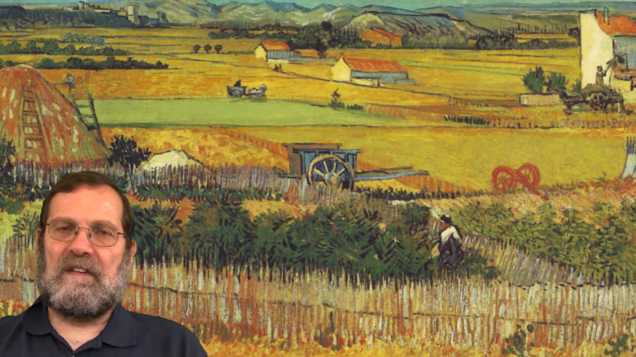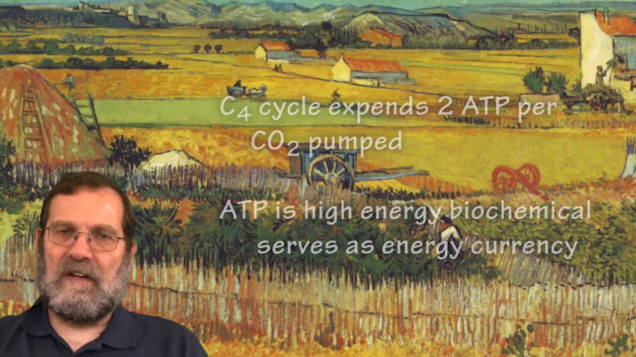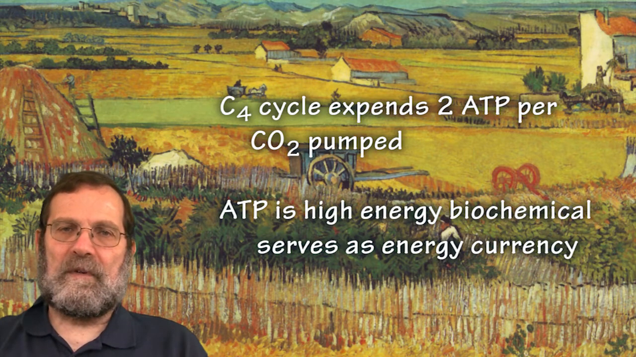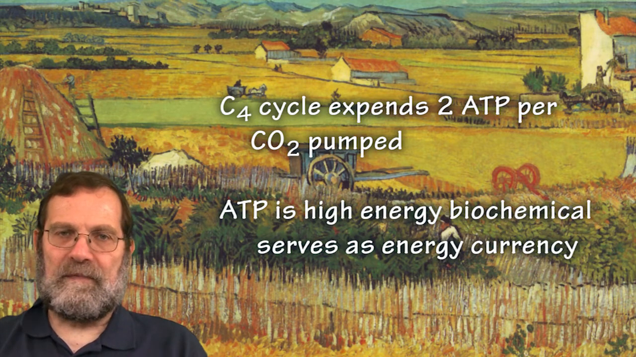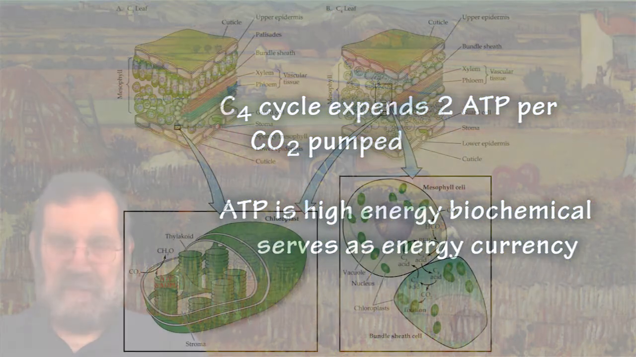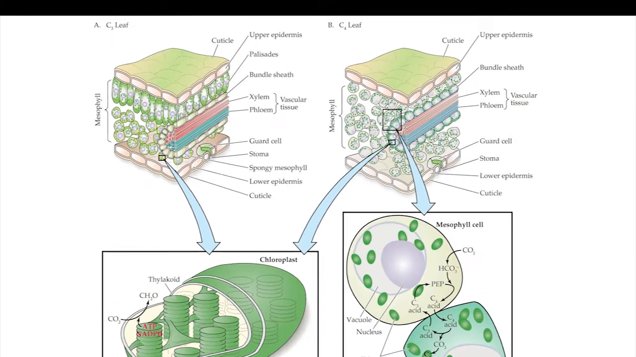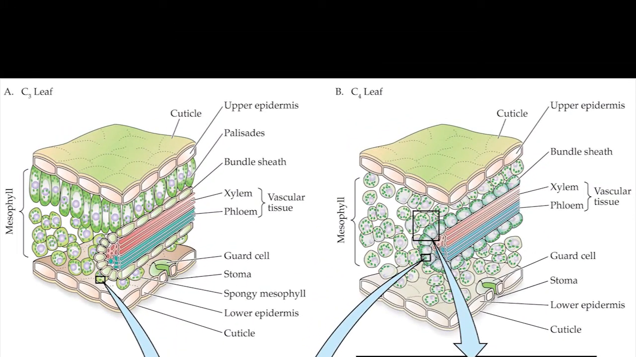One cost is that the additional chemical reactions in this cycle expend 2 ATPs per carbon dioxide molecule pumped from the mesophyll to the bundle sheath. Moreover, C4 carbon fixation requires special anatomical features such as tightly packed bundle sheath cells to maintain large concentration differences in carbon dioxide within various parts of the plant.